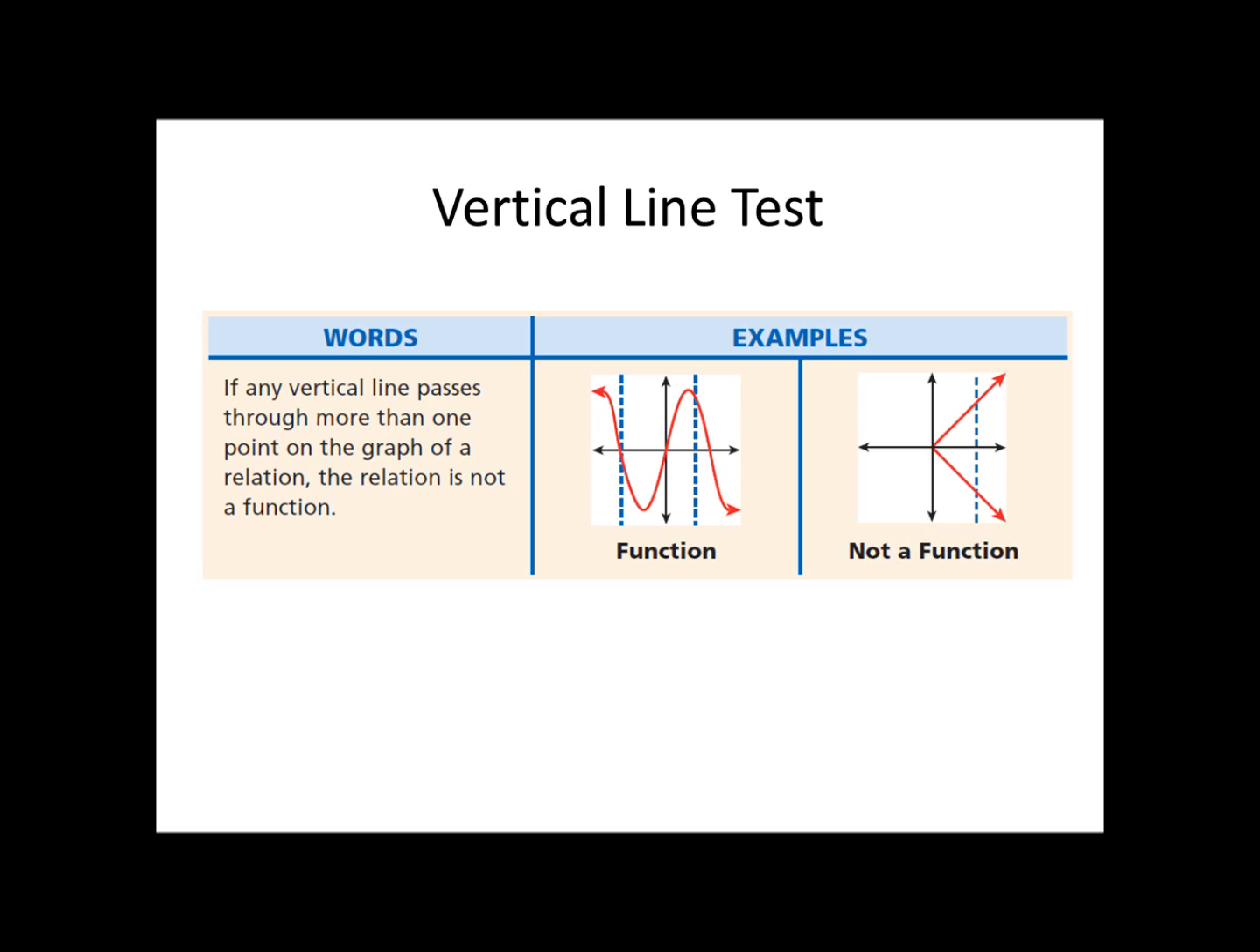function. So out of these 2 graphs here on the screen, the one on the left is a function. The one on the right is not a function. The one on the right is said to fail the vertical line test.